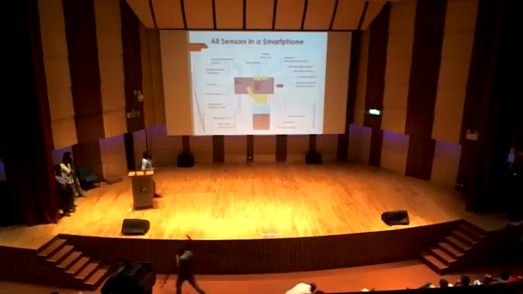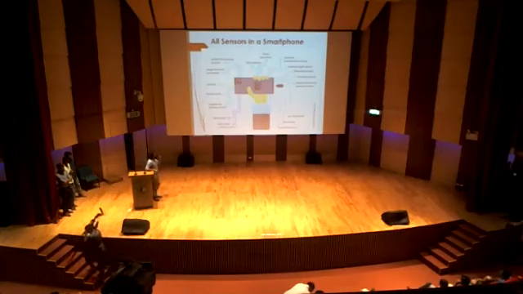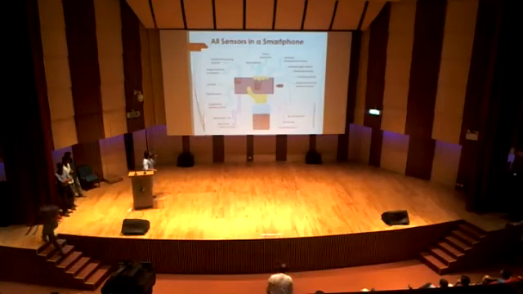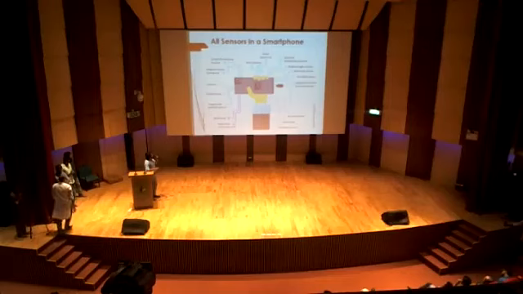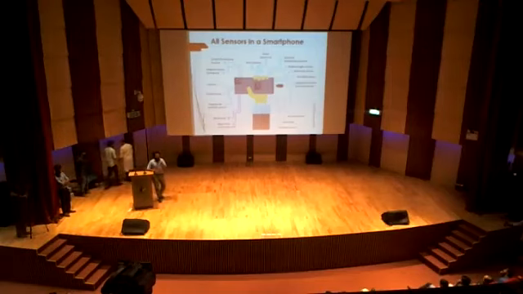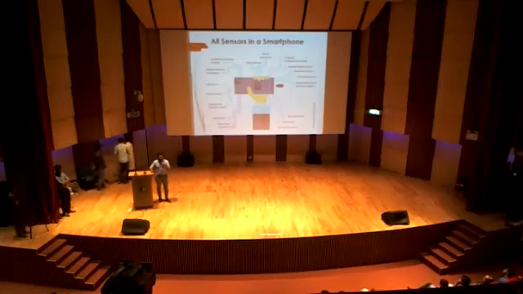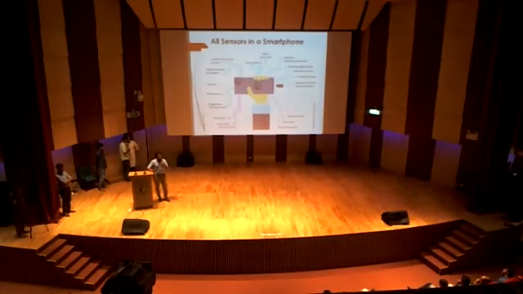So let's get started. This is the overview of all the sensors that are embedded inside a smartphone. How many of you are familiar with, for example, the ambient light sensor? When do you use it? Yes, auto brightness, exactly.